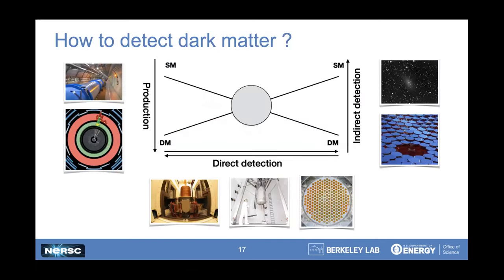And there are a few ways to detect dark matter. So this is an interesting diagram because we can read it in a few directions. We could first start to try to produce dark matter. So we just take two standard model particles like protons and we fuse them and we produce dark matter. So this is what LHC people are typically doing. And there are some LHC searches about dark matter.